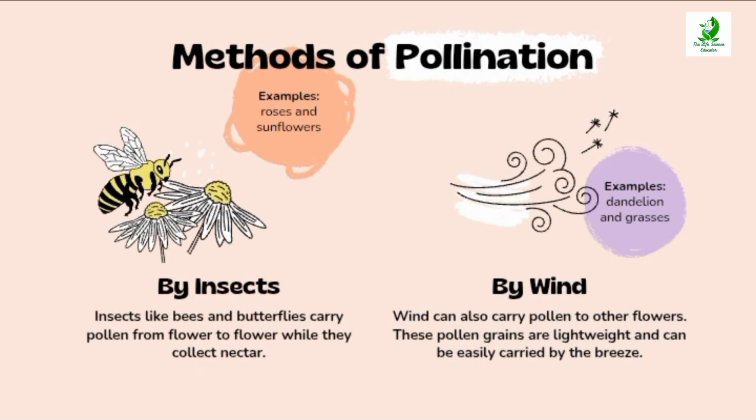different methods. That is, the pollination process takes place by insects, by wind, and also by water, etc. So here you can see the different kinds of pollination.